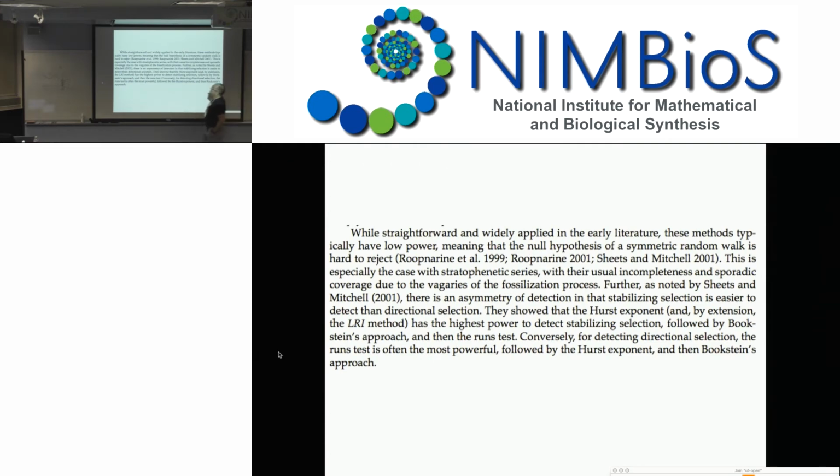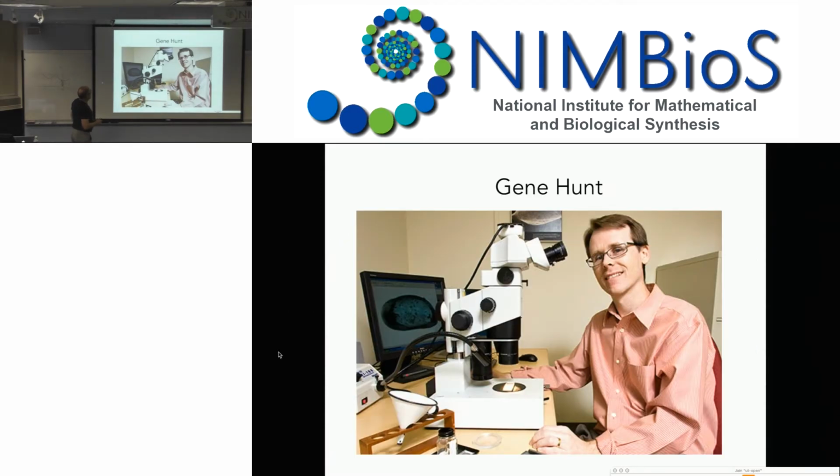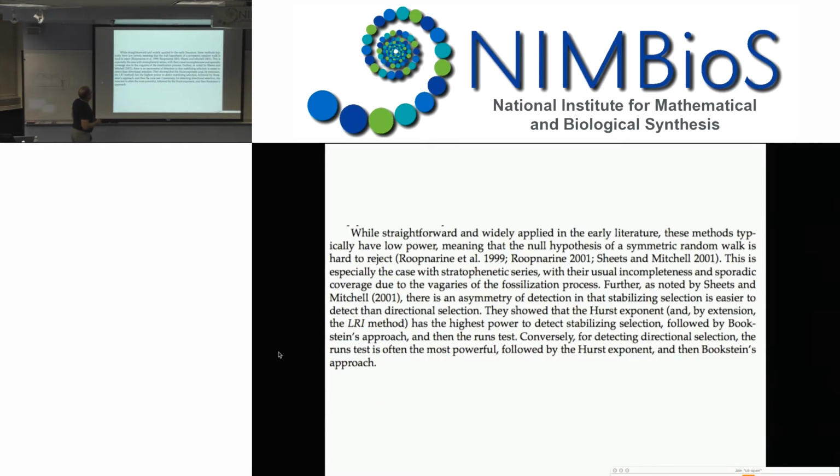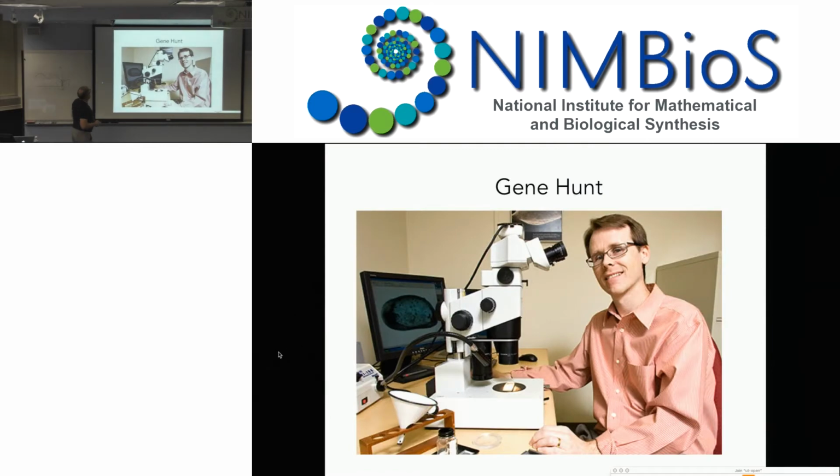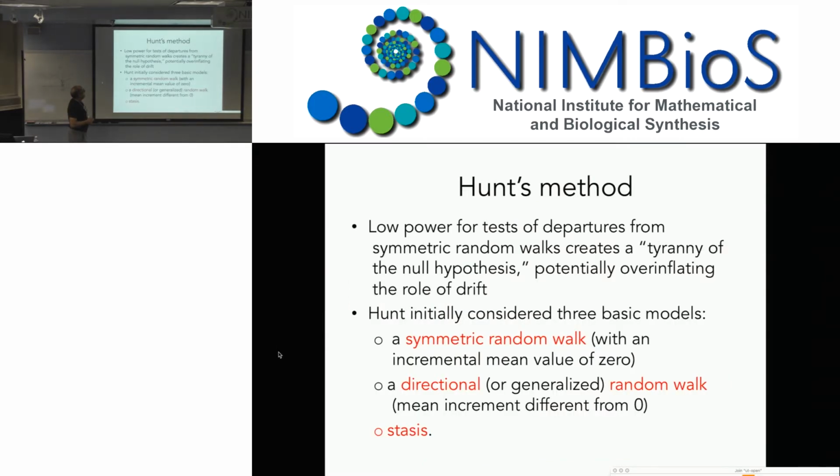The problem with these is they've got low power. And there's a great expression here. Where did I see it? Yeah, basically here. Okay, I guess it's on the next slide. Basically, it says what I said before. So here's Gene Hunt. I think he's in paleontology, curator of paleontology at the Smithsonian now, and he was concerned with low power for departures from symmetric random walk, and created what he called the tyranny of the null hypothesis.